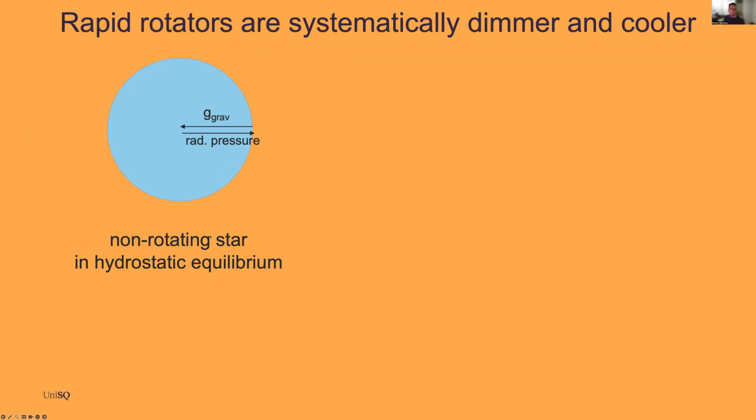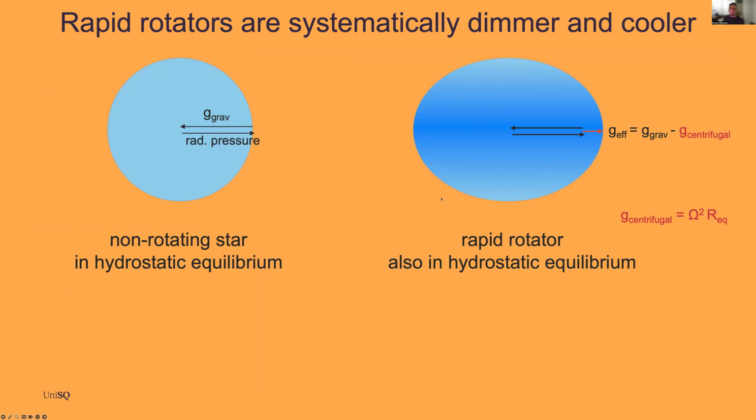Here we have a non-rotating star in hydrostatic equilibrium, and we can see that the gravitational pressure and the radiation pressure are balanced. That is the definition of hydrostatic equilibrium. But for a rapid rotator, there is a difference. There's an additional term in the effective gravity equation, and this centrifugal term goes as omega squared. And so the more rapidly rotating the star is, the more distorted it becomes.